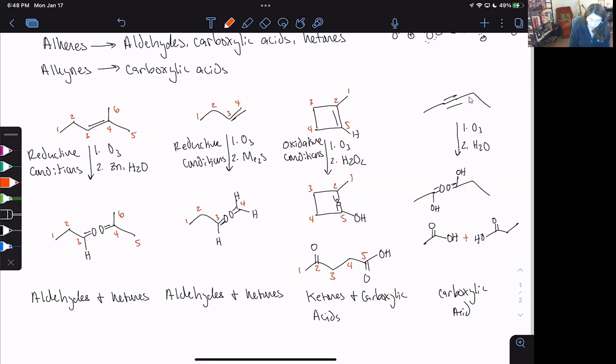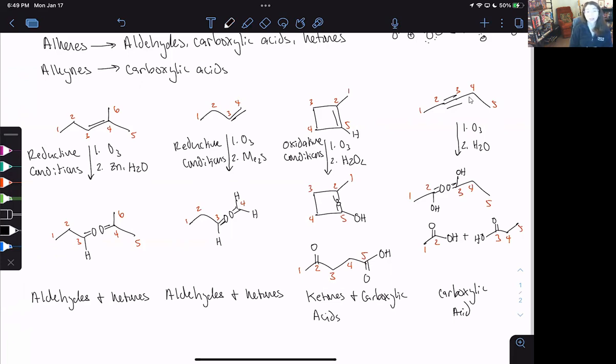Okay, but we have, I made that orange. But we've got carboxylic acids out here. Let's just add some numbers real fast. That's why I had the orange. Okay, so we still have all the carbons, but the carbons that were part of the alkyne have now turned into carboxylic acids.